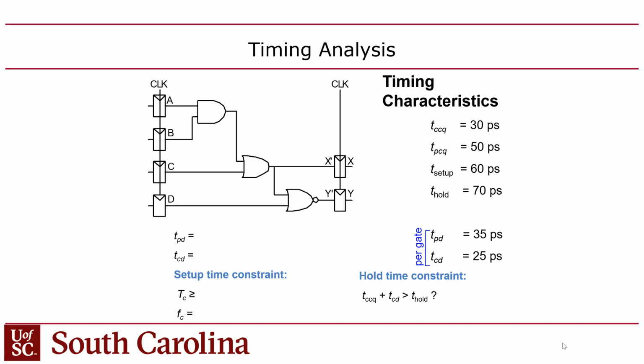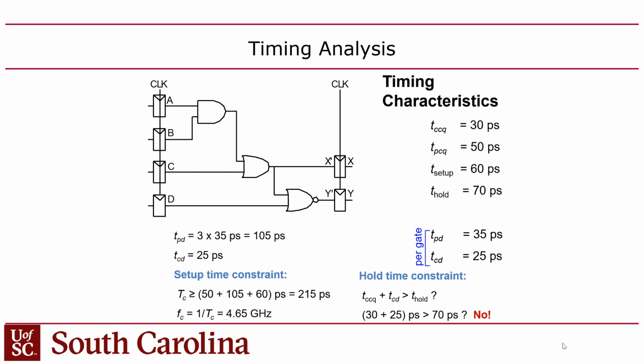So the first thing I want to do is figure out what the T PD and TCD of the circuit are. Well, obviously, since all the gates have the same delay, if I start with contamination, the short path is going to be through here, right? So I'm guessing the TCD is probably just going to be 25 picoseconds. Likewise, the propagation delay is going to be 3 times, so 3 times 35, right?